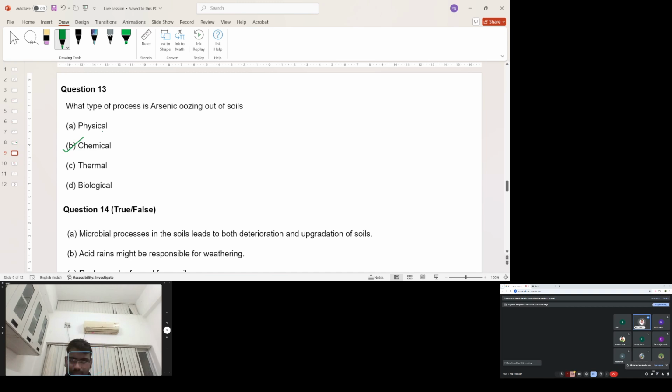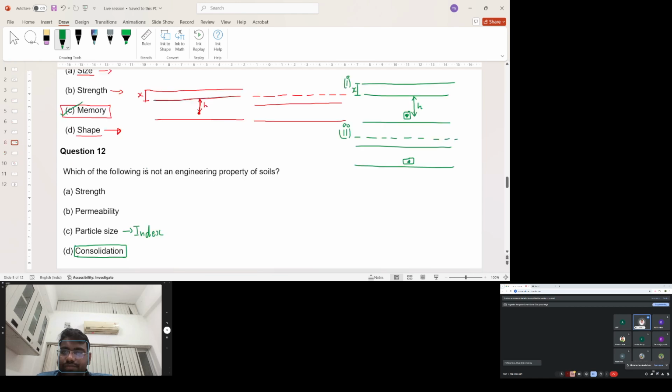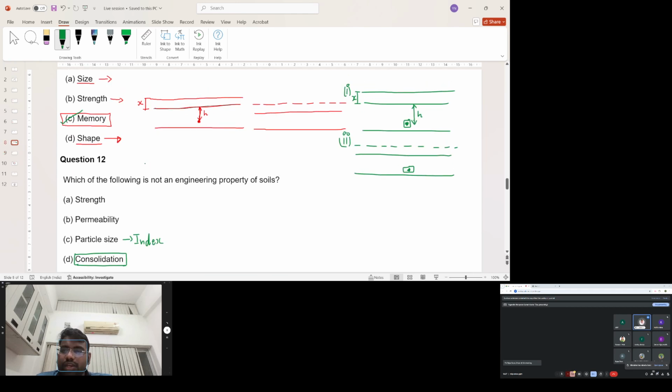But our focus here is that not only arsenic, there are several salts that leach out of the soil, and in this process they will alter the engineering properties itself. But those are essentially chemical processes. Any doubts?